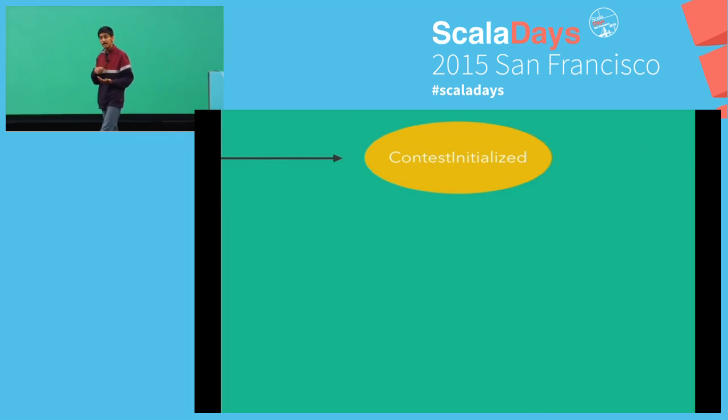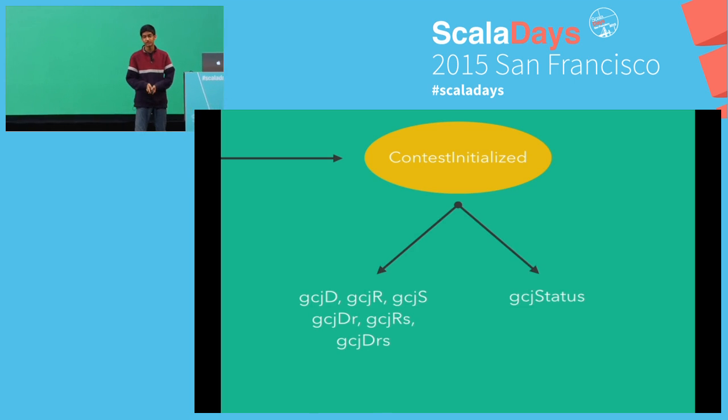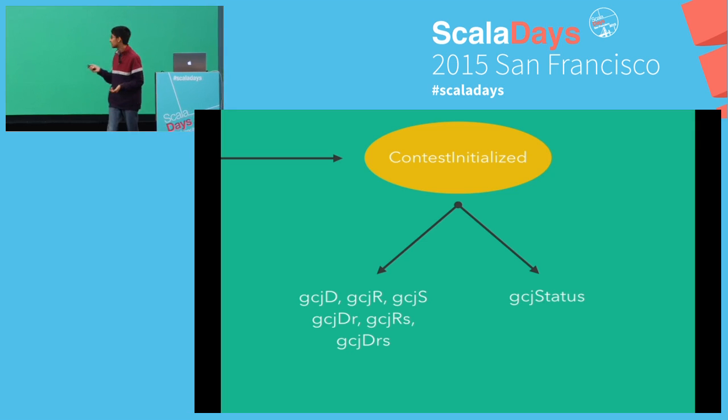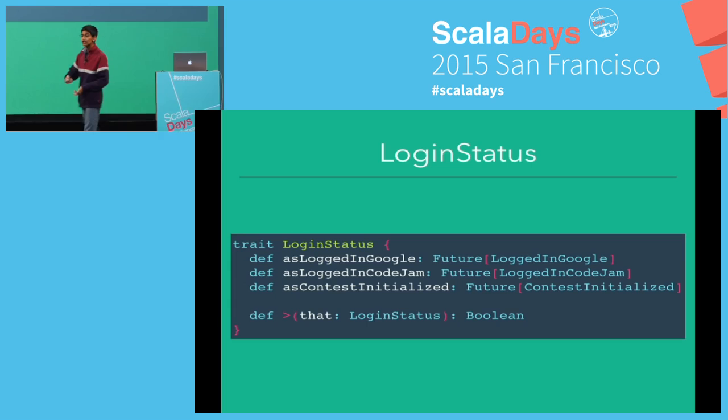And we end up in the contest initialized state. So at this point, we've completed the entire login flow, and now we can run the commands we expect from this plugin. So we have our download, run, and submit, and this is also split up into individual tasks, and we have GCJ status. Let's take a look at how this was implemented.